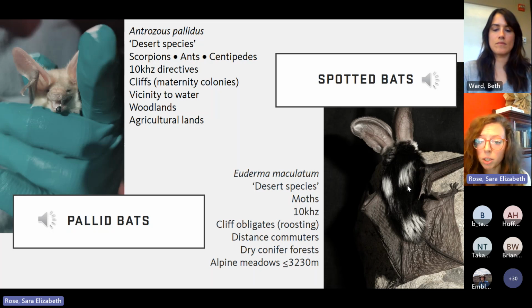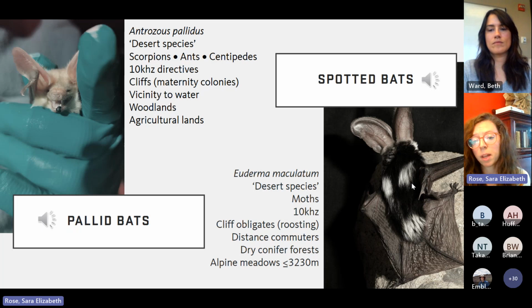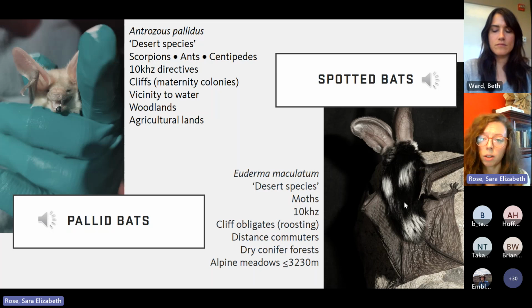They don't rely nearly as much on echolocation for hunting as do other bat species. Instead, they listen for the sounds of terrestrial arthropods moving across the ground to hunt them, so they're very quiet when they're hunting. Additionally, they produce low-frequency directives or social calls that are close to 10 kilohertz, right around that same mark as spotted bats are echolocating.